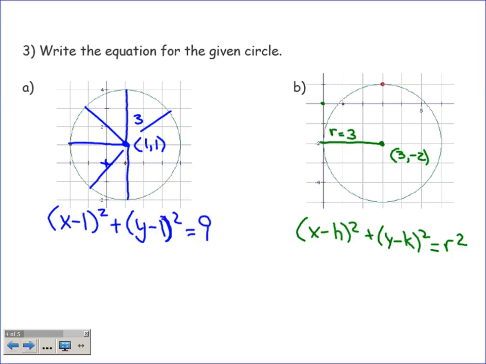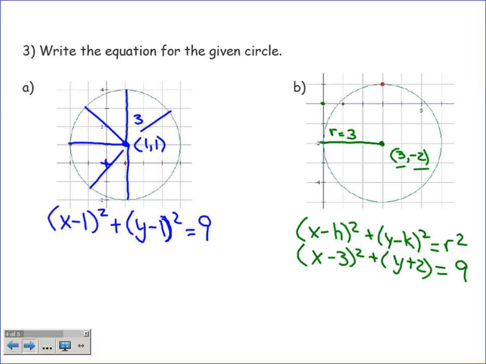So when I write this, this is just going to be x minus 3 squared from here, plus, this is y plus 2 because of there, equals, and what's 3 squared? 9. So that's my answer. Piece of cake? I think so.